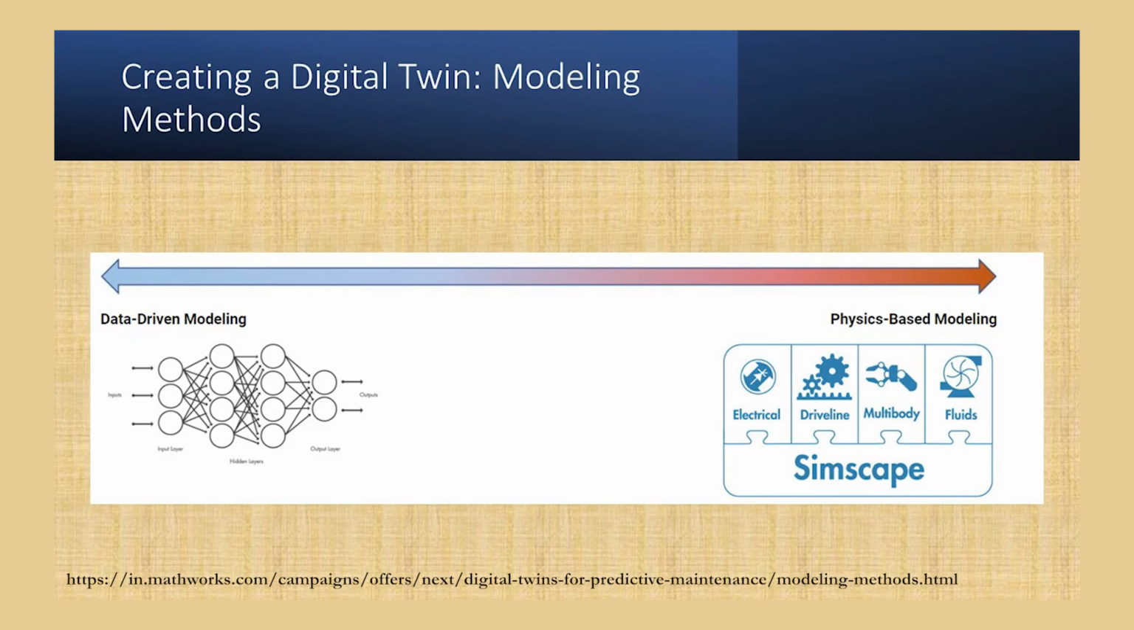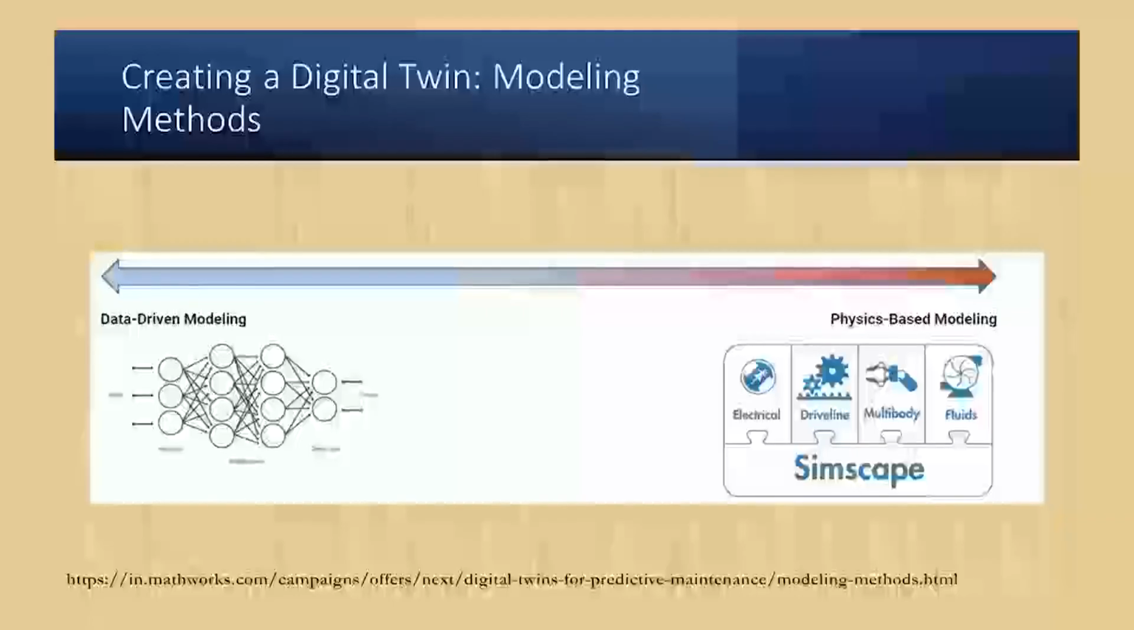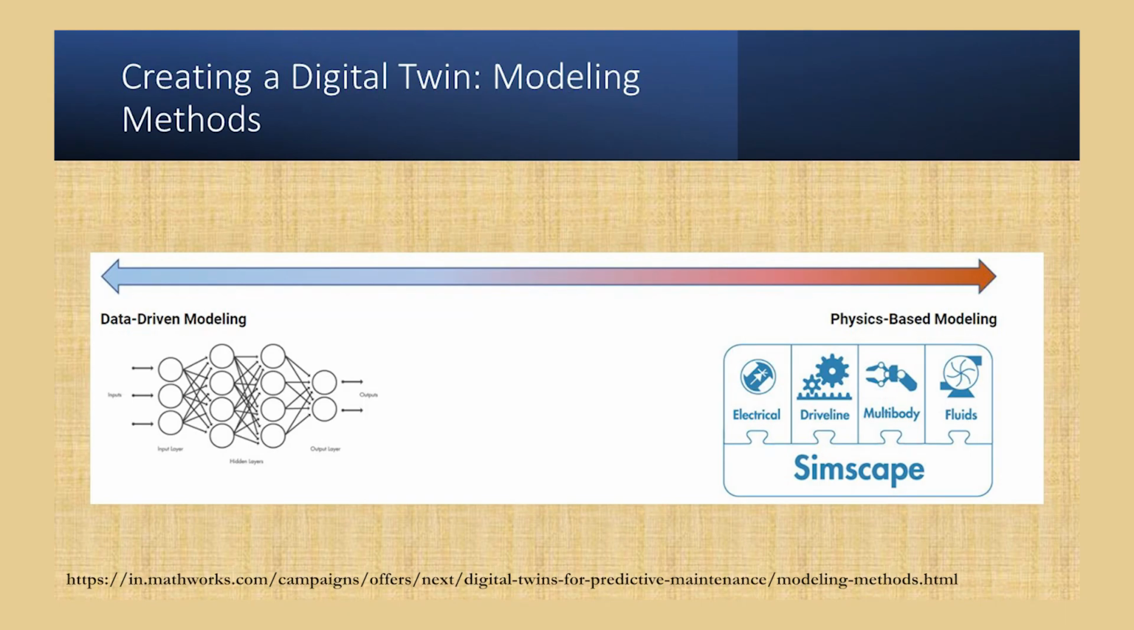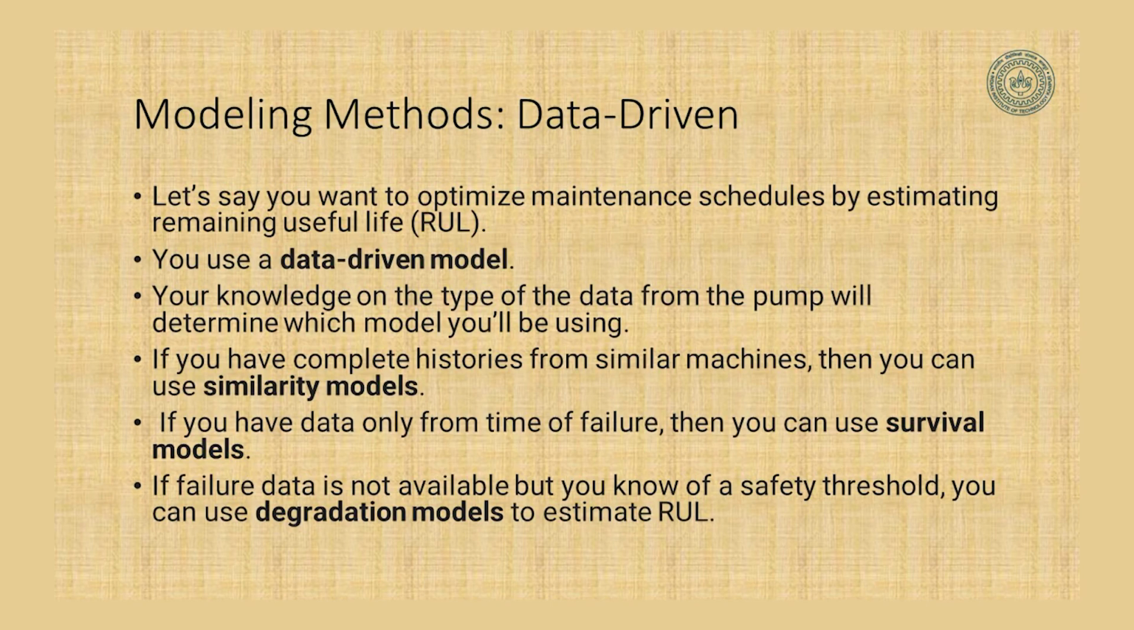Whereas, in data driven modeling, you do not know the physics, you do not try to figure out the physics, you just use a neural net and you feed it with lots of data and that gives you output. So, both of these types of modeling are applicable for digital twins. Let us look at each one of them. So, firstly data driven modeling.